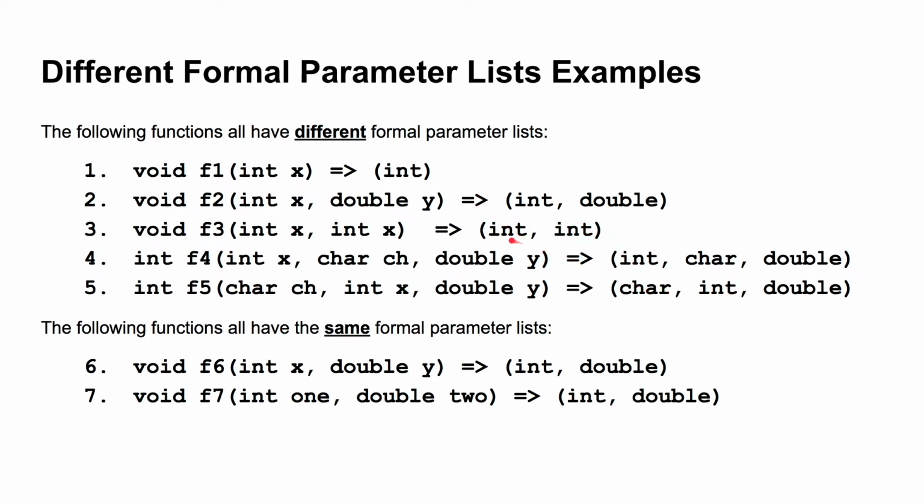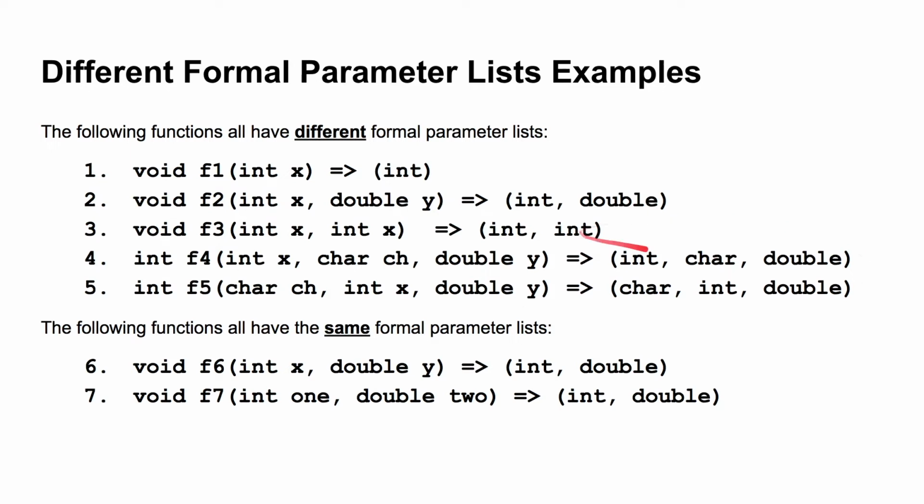All of these have different formal parameter lists. Obviously, this one has a different formal parameter list than all these because it only has one. It has a different count than all four of these. These two have different formal parameter lists than the first one and 4 and 5 because they have a different count, but inside of them, they have a different formal parameter list because they have a different second formal parameter list type. This one has a double, this one has an int.